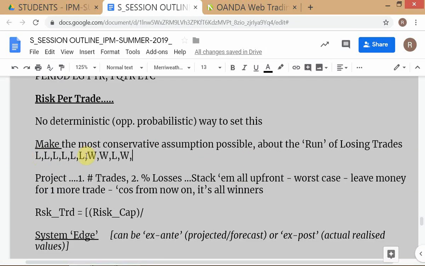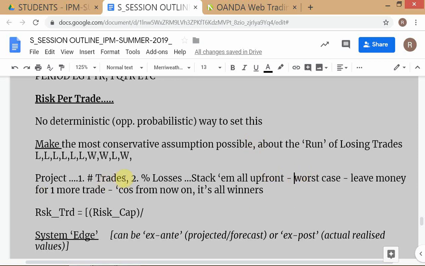Is it going to be 6 losses initially, then 2 winners, 1 loss, 1 winner, maybe 25 losses, or is it going to be something else? We are going to make such a conservative assumption that it can't be worse than that. So we make the worst case assumption, the most conservative assumption possible, which is basically worst case.